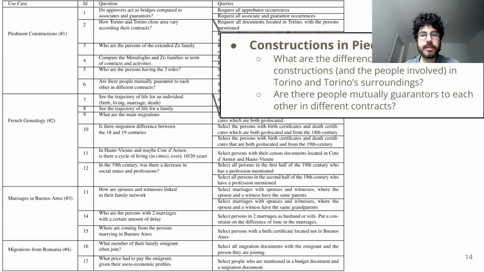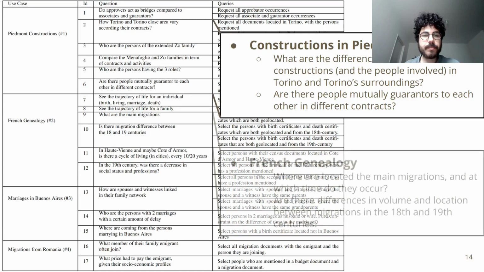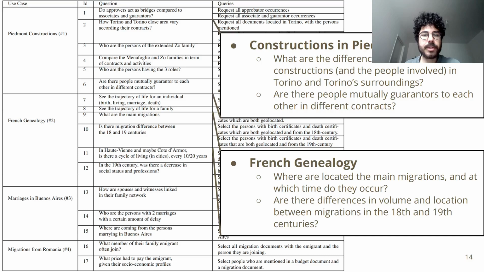The historian working on construction in Piedmont was interested in the differences in the constructions in Torino and in Torino's surroundings, and if people were mutually guarantors to each other, in different documents. The historian working on French genealogy wanted to locate the main migrations in her data, and knowing when did they occur. Moreover, she was interested in knowing the differences in volume and location between migrations in the 18th and 19th centuries.